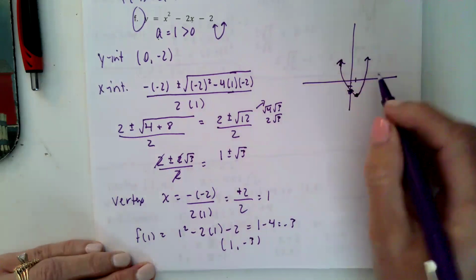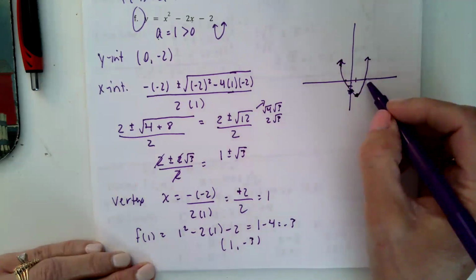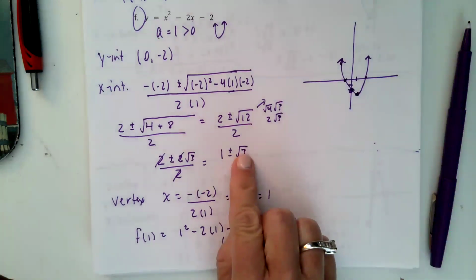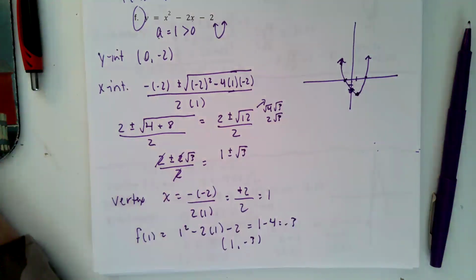Without going to Desmos, my x-intercepts are going to be about here and here. So I'm guessing 1 plus the square root of 3 is just under 1. And then this one is just under 0. So let's just go and find them in Desmos.